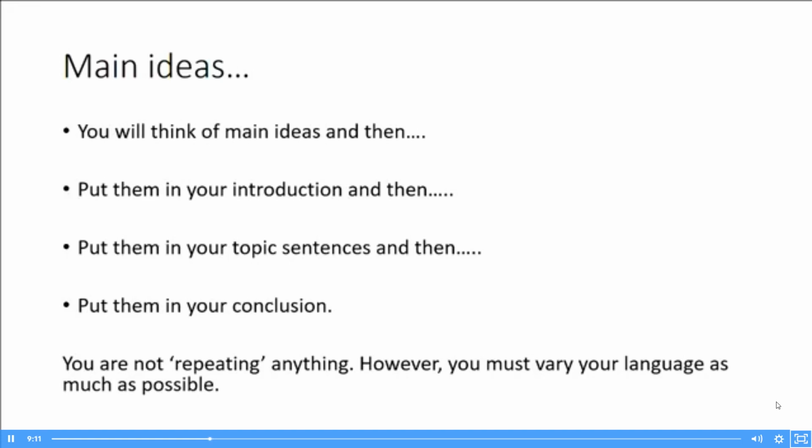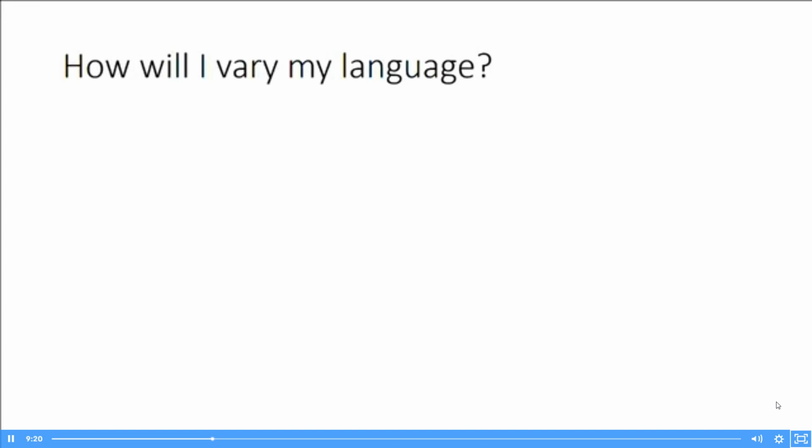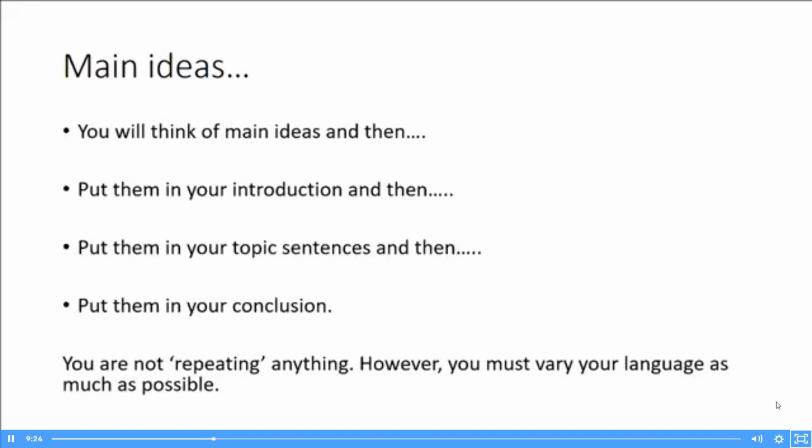So how will I vary my language and my vocabulary? Normally when I suggest this to students, when I suggest putting the ideas in an introduction, your topic sentence, and your conclusion, what students say to me is, I won't be able to vary my language enough. I don't have enough vocabulary. I don't have enough grammar. Okay, so the question is, how am I going to do that? How am I going to vary my language?